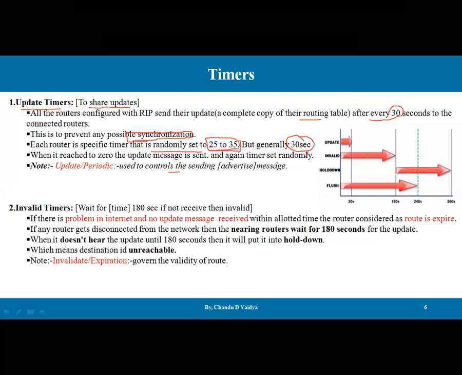This update timer is used periodically to control the sending of advertising messages. The specific purpose of the update message is that after every 30 seconds, the update message is sent from R1 to the other neighbors to share their database tables, or their routing tables.